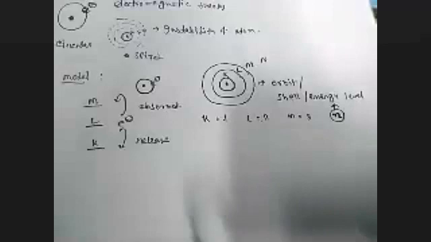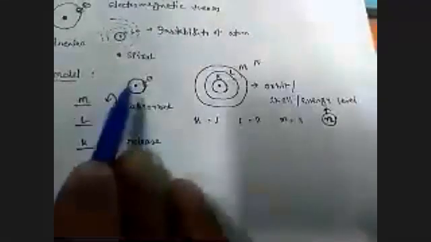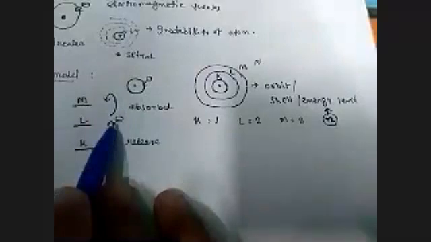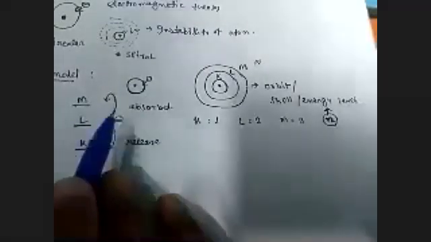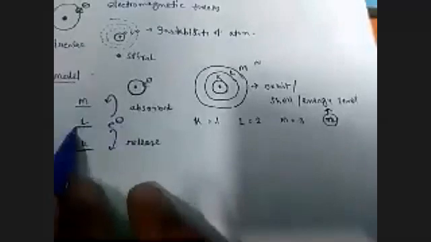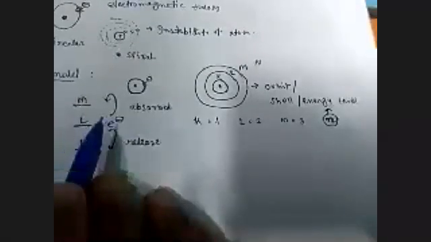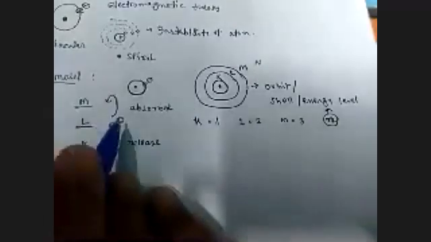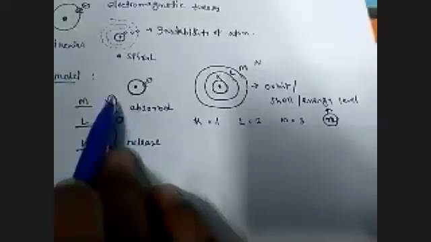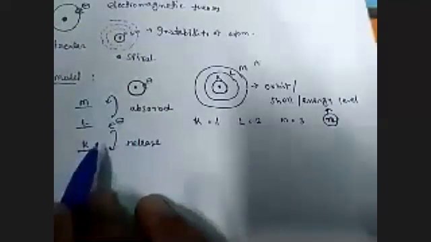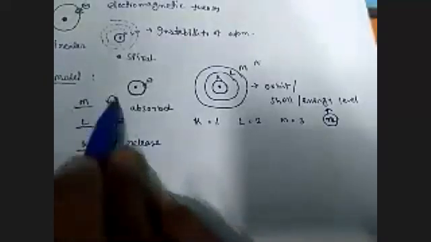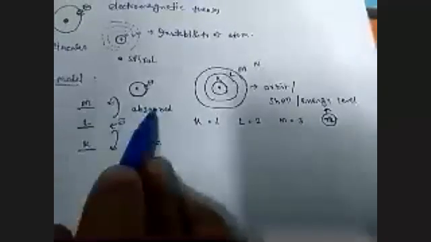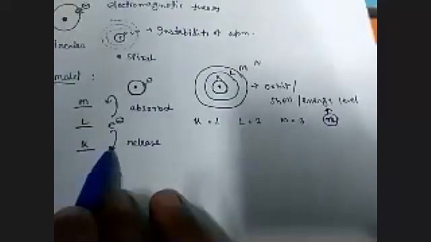So Bohr tells that an electron will neither lose nor absorb energy when it is present in a fixed circular path. That is, as long as the electron is present in a fixed circular path, there is no loss or gain of energy. But there will be loss or gain of energy when the electron jumps to a high energy orbit or lower energy orbit respectively. If it jumps to a high energy orbit, energy will be absorbed. If it comes to a lower energy orbit, energy will be released.